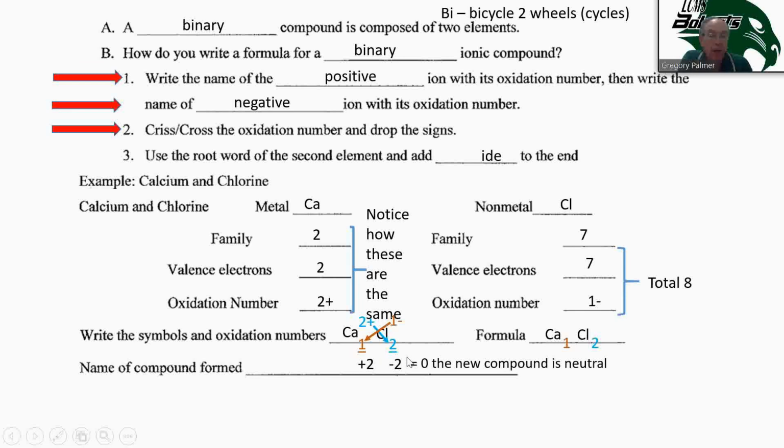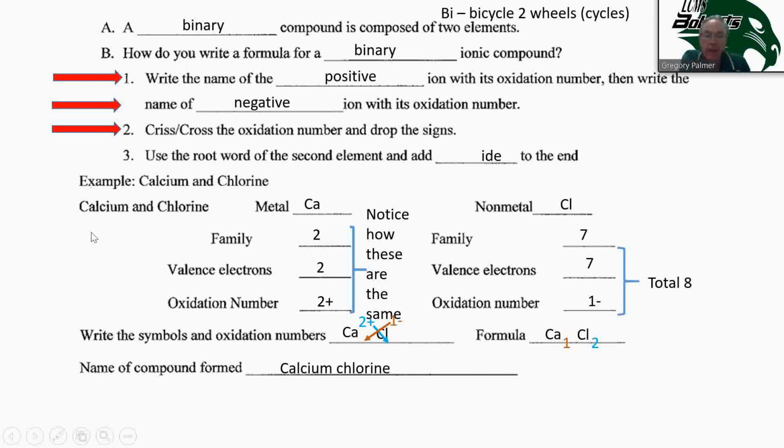Now, if you didn't get all of that, don't worry about it, okay? But this is the reason why we can crisscross the oxidation numbers and drop the signs, because it's like cross-multiplying, and it makes it automatically a neutral compound. What you need to remember is you take this 2 and you put it there. You take this 1 and you put it there.